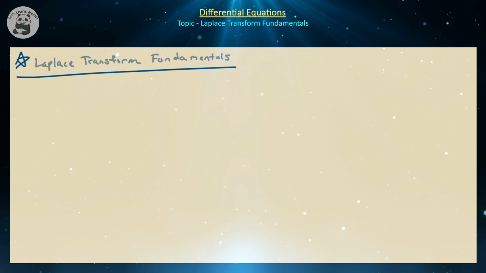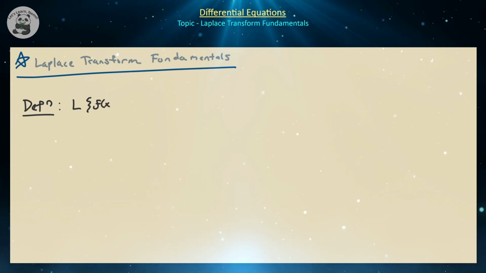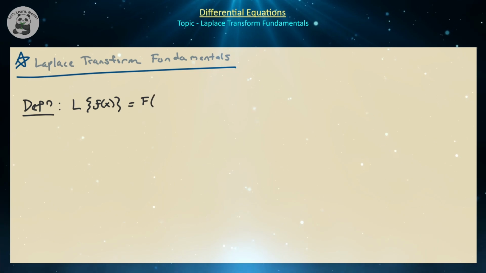So you're like, okay, well, what exactly is a Laplace transform? So the definition of a Laplace transform is going to be as follows. The Laplace transform of some function f of x is going to be another function, but it's going to be a function of another variable. And I'm going to represent that variable as just omega.